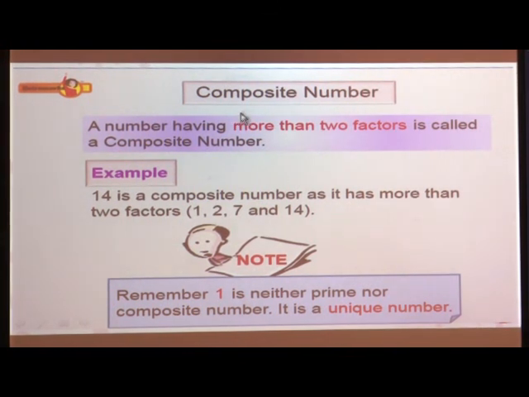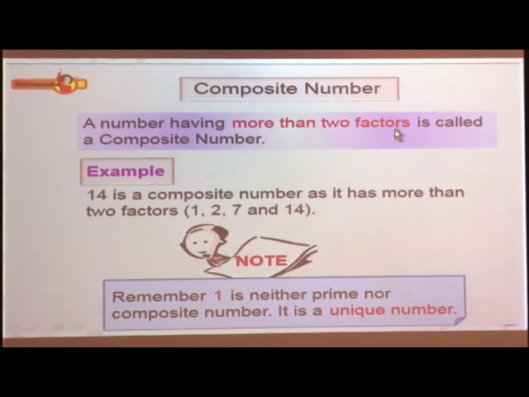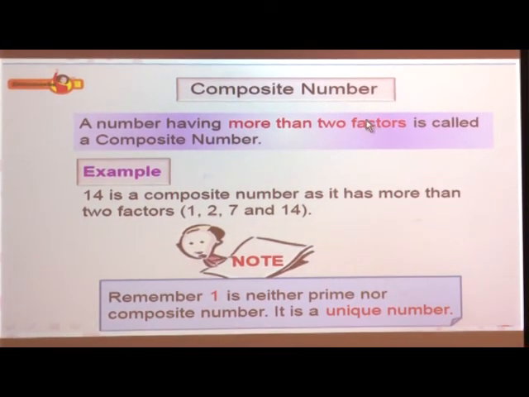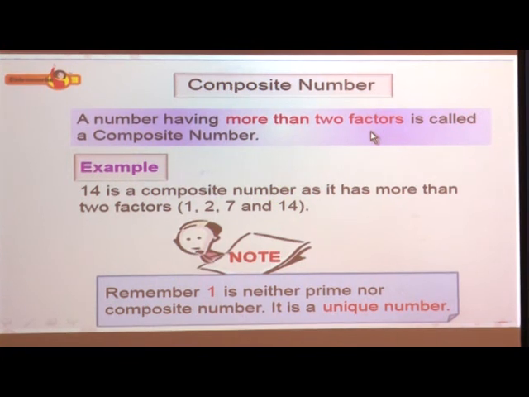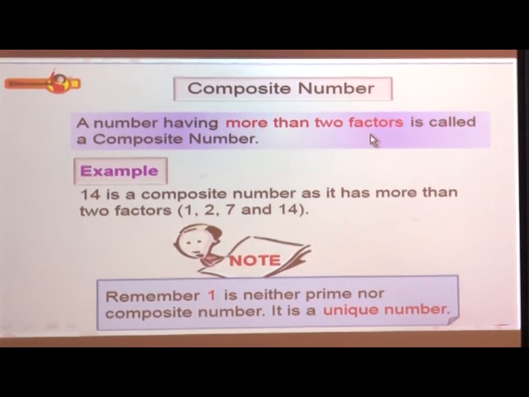Next is composite number. A number having more than two factors. Any number which is having more than two factors is called a composite number. Example, 14. 14 is a composite number as it has more than two factors.